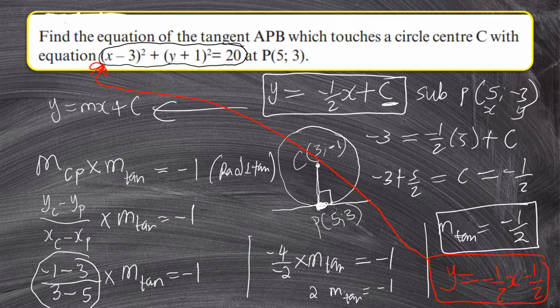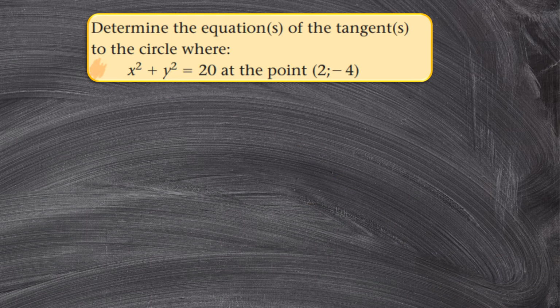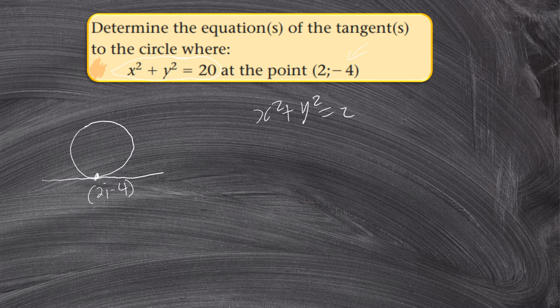I hope you understood how it goes. Let's look at another example, quite similar but a little bit different. They want you to determine the equation of a tangent to the circle x squared plus y squared equals 20 at the point (2, -4). It's very important that you make a small illustration for this. You want the equation of the tangent at the point (2, -4), and you are given the equation of the circle x squared plus y squared equals 20.